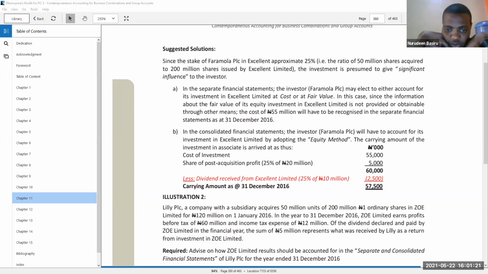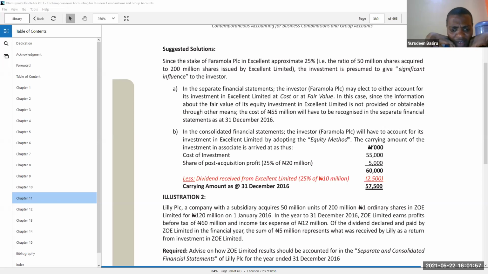Okay, in the aspect of profits before tax of 60 million and income tax expense of 12 million, before we consider share of post-acquisition profits, we are going to remove the tax expense of 12 million from the profits before tax before we share the profits between the associates.